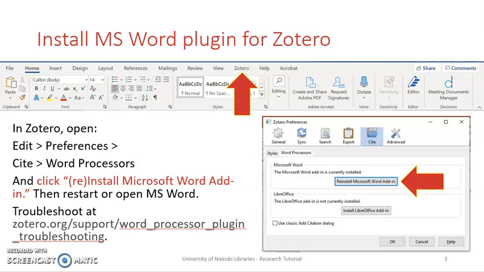To start, if you haven't already, you're going to need to install the Microsoft Word plugin for Zotero. Once you have the plugin, you'll have a Zotero tab on your Microsoft Word toolbar. The example at the top shows you what that will look like.